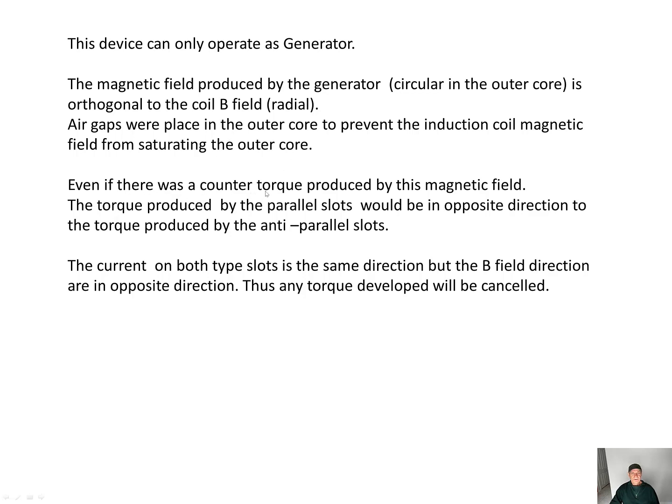Even if there was a counter torque produced by this magnetic field, the torque produced by the parallel slots would be in the opposite direction to the torque produced by the anti-parallel slots. The current on both types of slots is in the same direction, but the B field directions are in opposite directions. Thus, any torque developed will be cancelled.